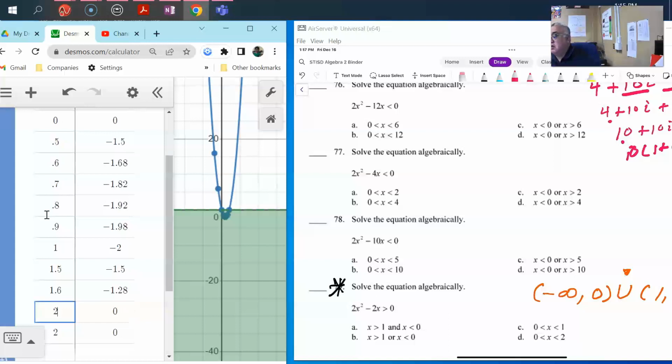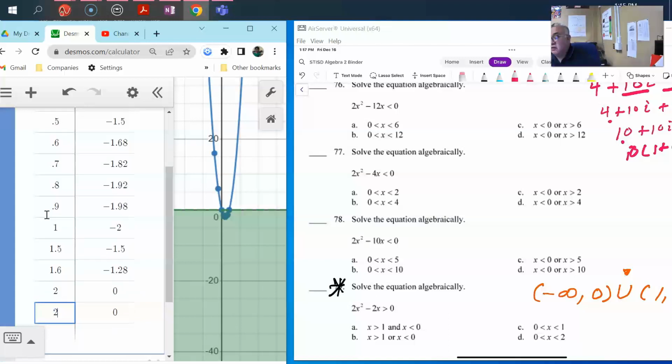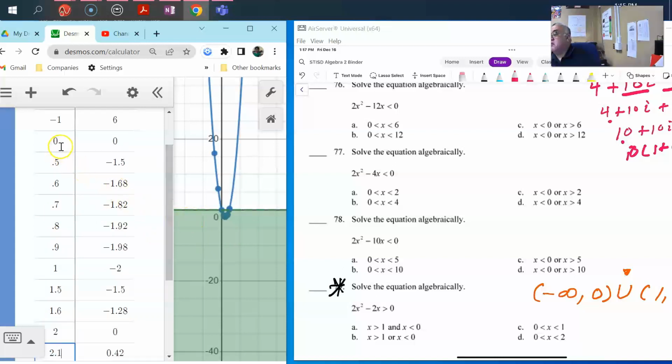And let's say I go to 2.1. Then it's positive, but that's not what I want. I want the x values that are going to have a y value less than 0. So in this case, it's going to be all the numbers. And so we have a lot of numbers between 0 and 2. And that will be your answer.